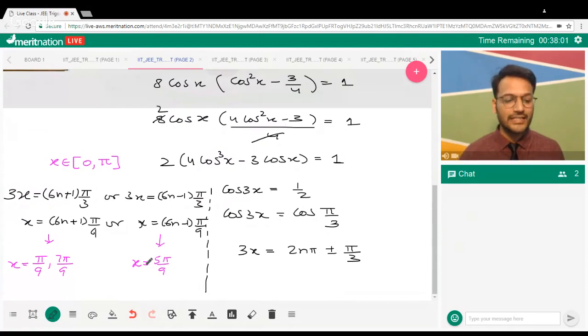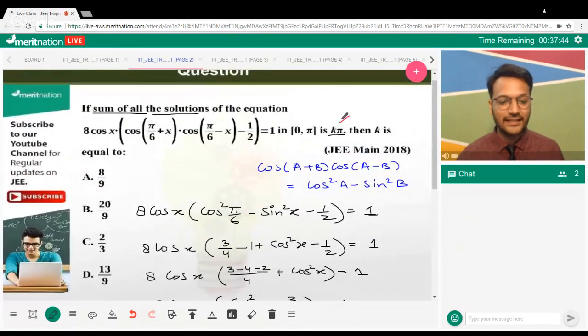We had to find out the sum of these values. Therefore, the sum of the values would be 7 plus 5, 12, plus 1, 13 pi by 9. 13 pi by 9. So the value of k over here, we all can figure out, is 13 by 9. I hope this is fine with all of us. Right, absolutely clear. So such simple questions appear in mains wherein you just need to apply one formula, one identity, and then you're going to go ahead with the question.